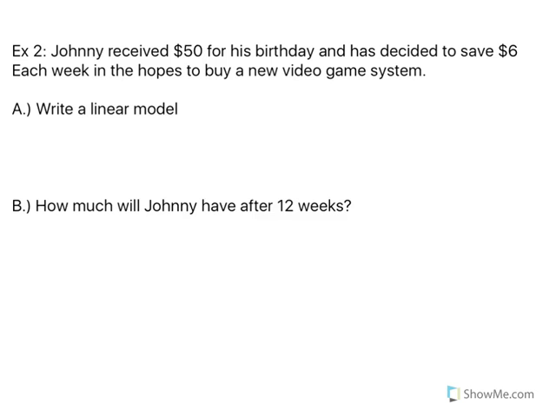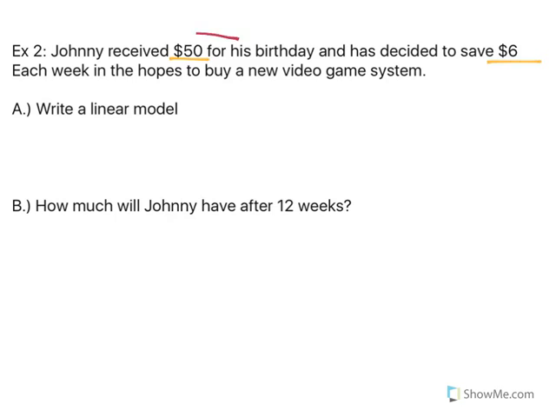All right, let's just do another quick example. Johnny received $50 for his birthday and has decided to save $6 each week in the hopes to buy a new video game system. In this one, we have two dollar amounts, $50 and $6. When you're writing a linear model, remember, we need a slope and a y-intercept. Slope is the recurring, what happens again and again in the same time period. And the y-intercept is what happens just once.